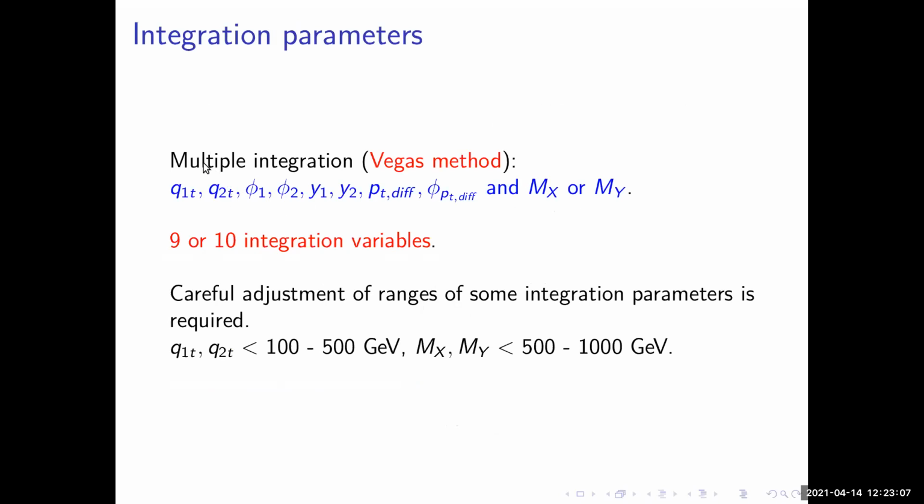So in our approach, we have to make multiple integration. This is really integration over 9 or 10 variables, and this is done with the Vegas method. These are the variables which we use for integration: transverse momenta of photons, but also masses of the remnants of one proton or the second proton. These ranges of variables must be carefully adjusted, and these transverse momenta are large for inelastic contributions, and also invariant masses are large, and depending on kinematics, they should be in such ranges.